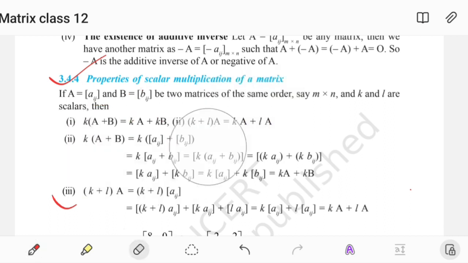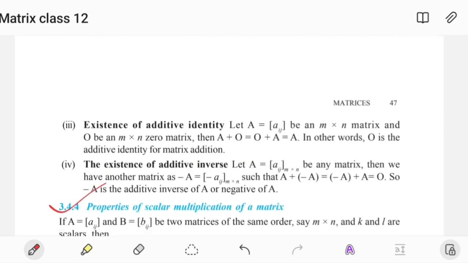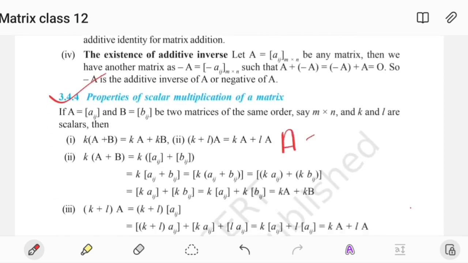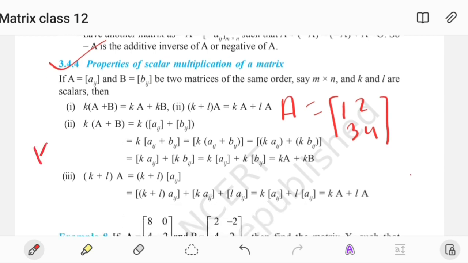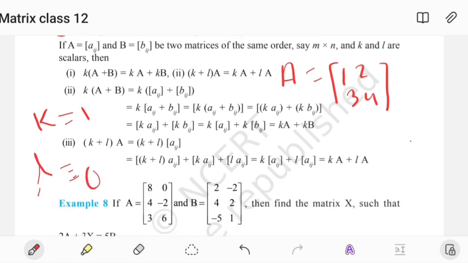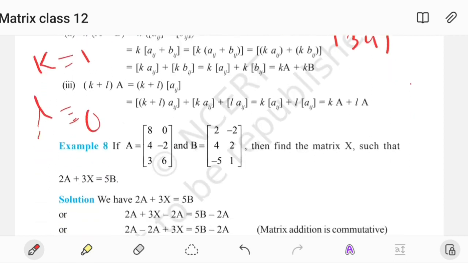We can very easily understand this or verify this with the help of an example. Suppose my A matrix is a simple matrix 1 2 3 4. If my k is 1 and my l is 0, it can be anything, right? So what I get, I need some space. I can write here.